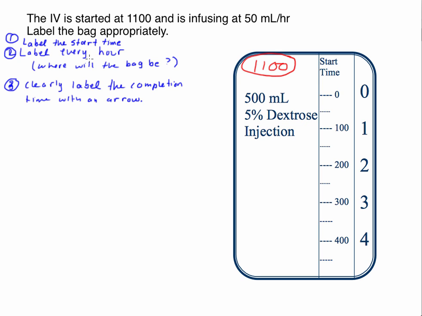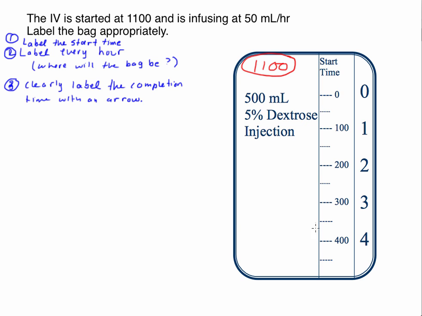What we also need to be able to do is to label every hour. In other words, we need to, with a line, label the bag. Where is the medication, or in this case the dextrose, going to be every hour? So if we're starting at 1100, we need to think about where it is going to be at 1200, 1300, 1400, and we need to mark that with a line and time. And then finally, we need to be able to clearly label at the end what is the completion time.